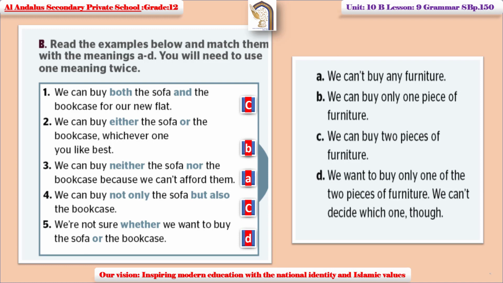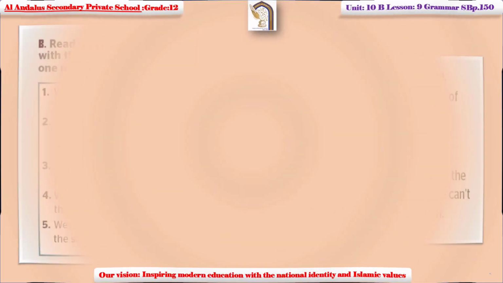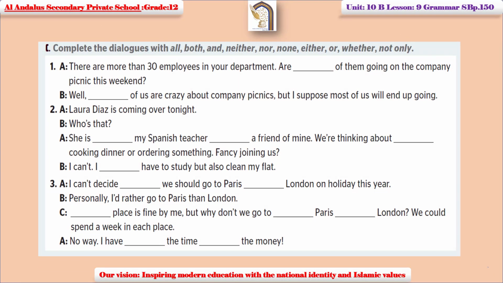That's good work. Thank you, gentlemen. Please, let's move ahead to the following exercise. Gentlemen, this is exercise C. Complete the dialogues with all, both, and, neither, no, none, either, or, whether, not only.